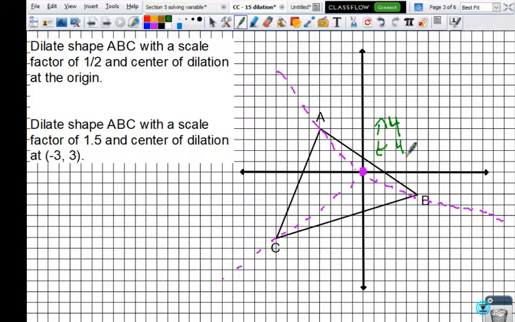This time, since my scale factor is 1/2, I'm going to multiply them both by 1/2. I'm going to go 4 times 1/2, and 4 times 1/2 again. But because it's a fraction, we're actually going to be shrinking. It's going to get smaller. 4 times 1/2 is 2. And same thing again. So now, instead of going up 4, I'm only going to go up 2. Instead of going left 4, I'm only going to go left 2. So 1, 2, 1, 2. That is my new A prime shape.